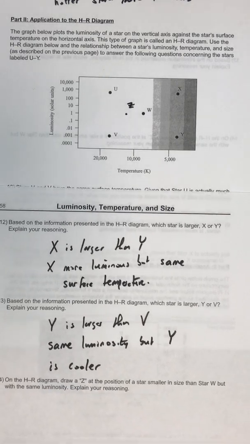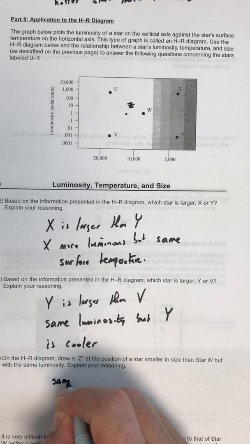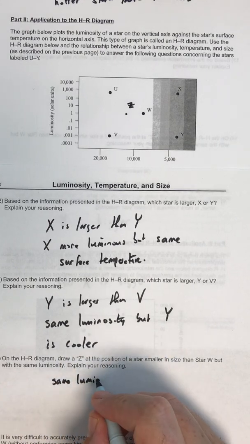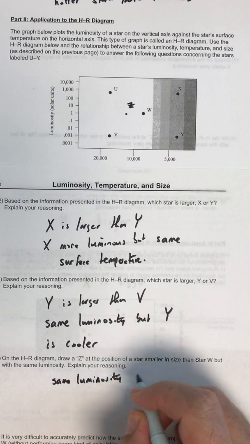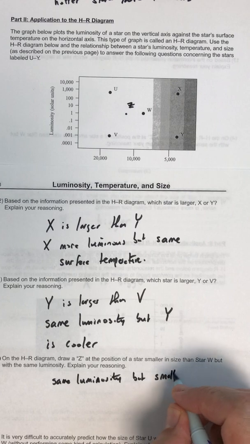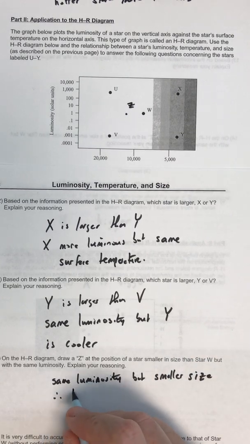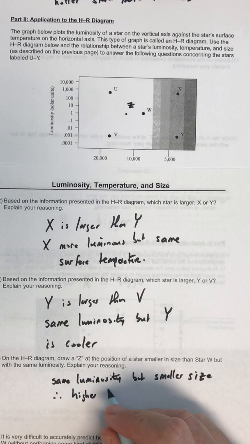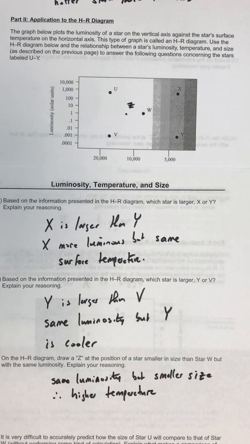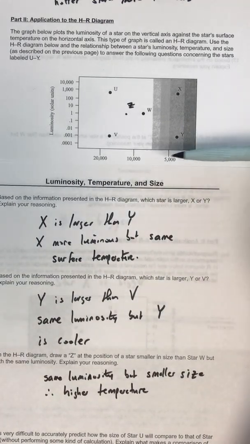And so reasoning, I want same luminosity, but smaller size, therefore higher temperature. And we need to remember that in the HR diagram, temperature increases to the left.